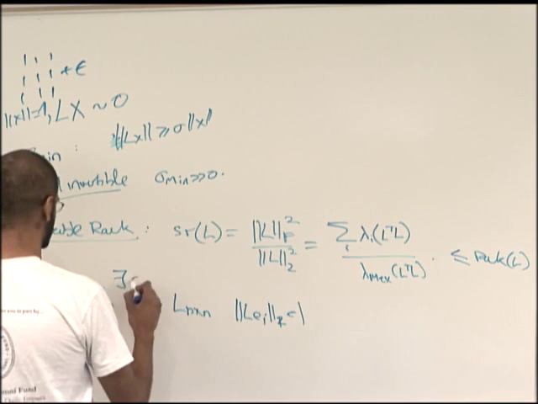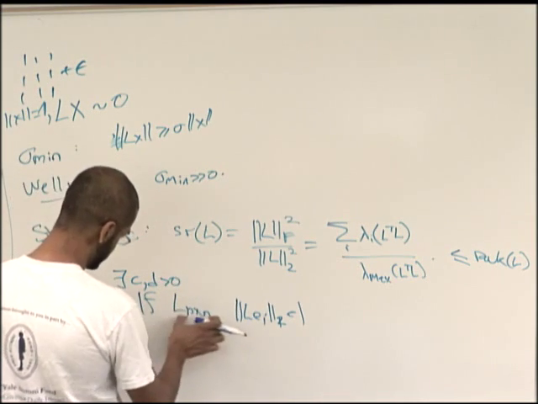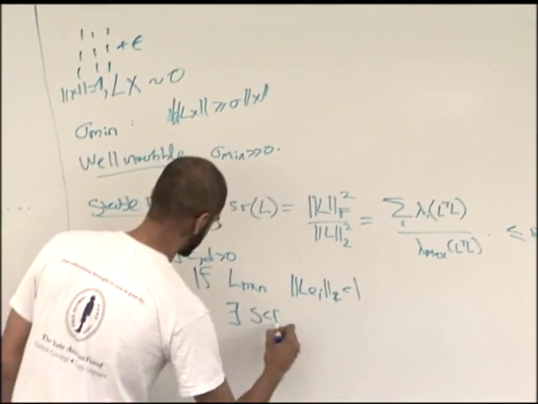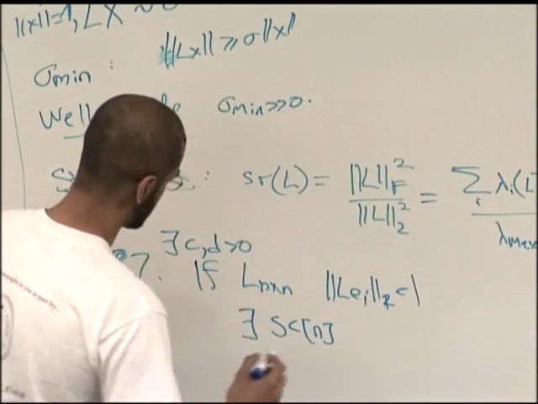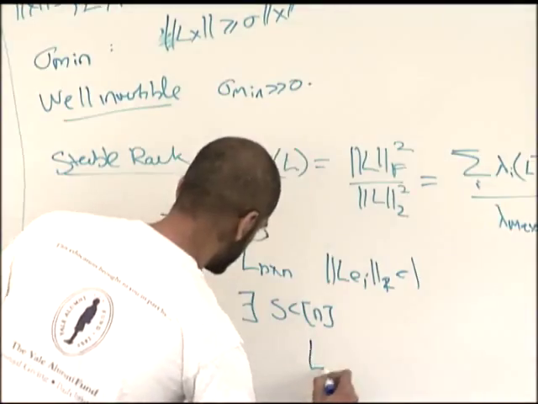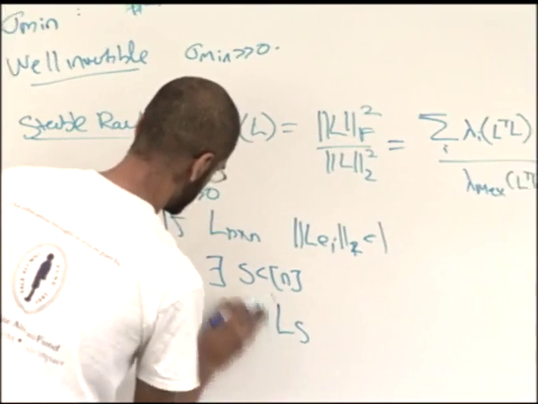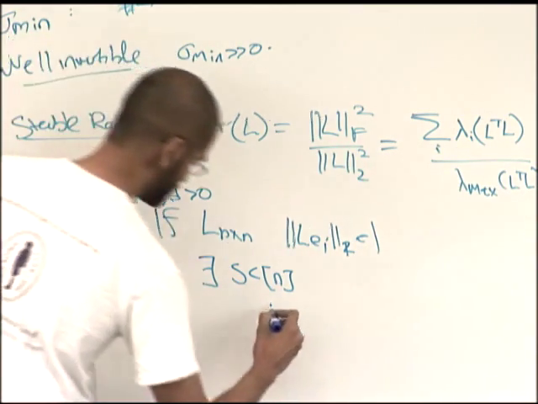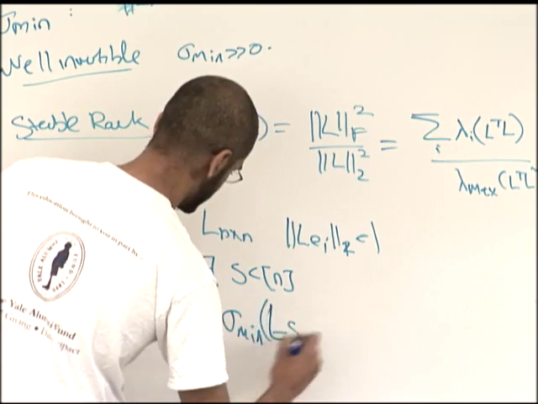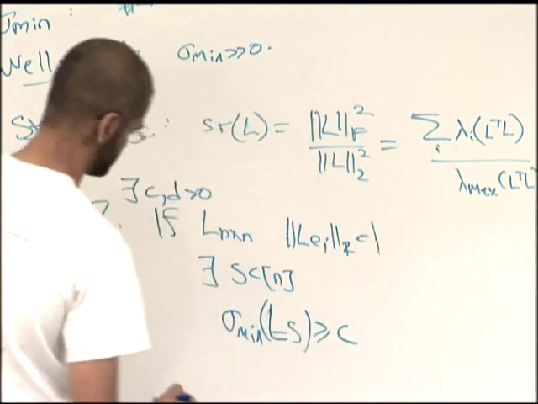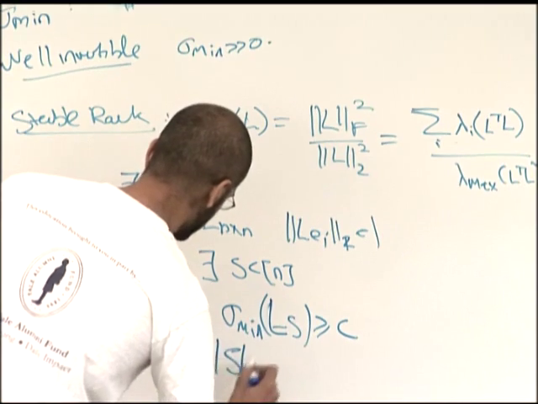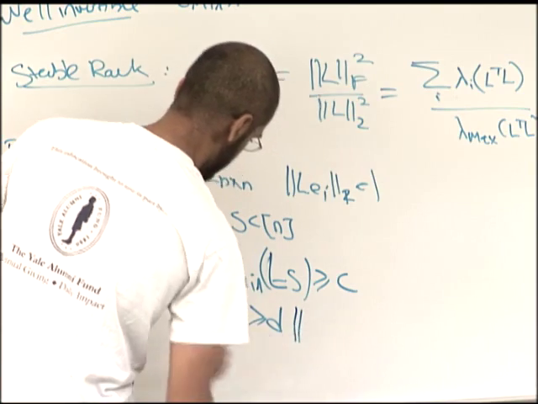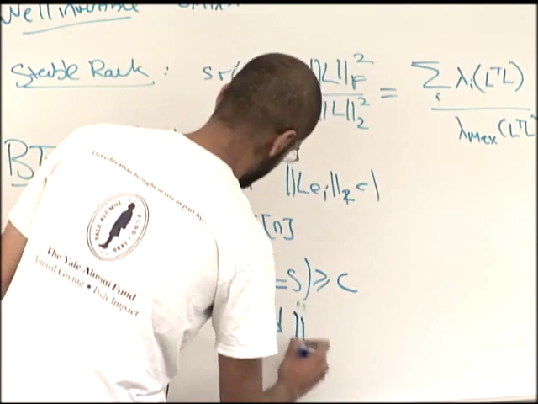They proved there are some universal constants C and D, so that for every square matrix with unit length columns, there's some subset S of the columns for which the restriction L sub S, the operator you get by restricting to columns in S, has least singular value at least C, and the size of this set is at least D times the stable rank.